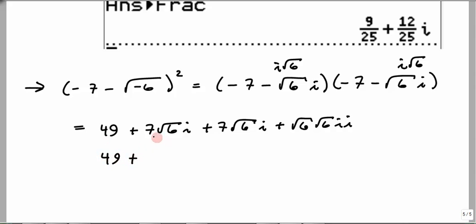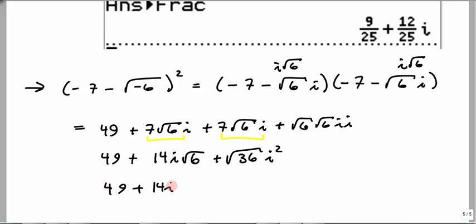49 plus, now here I have a 7 root 6i, 7 root 6i, so these are like terms. I can combine these. Well, 7 plus 7 is 14. And just for clarification, I want to make sure that i is not under the radical, so I'm going to pull it out front, and remember you can see it written either way. And then we have the square root of 6 times the square root of 6, which is 6. But if you're not sure about that, you could think about it as the square root of 36. And of course, in our next step, we would know that the square root of 36 is just 6.